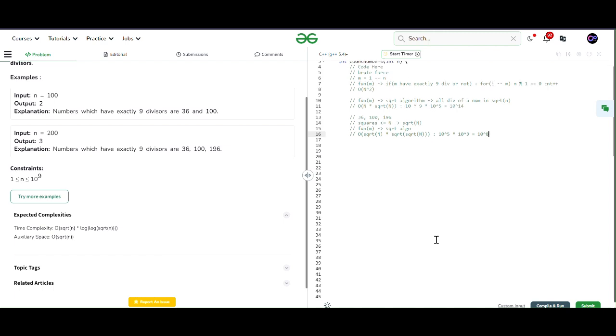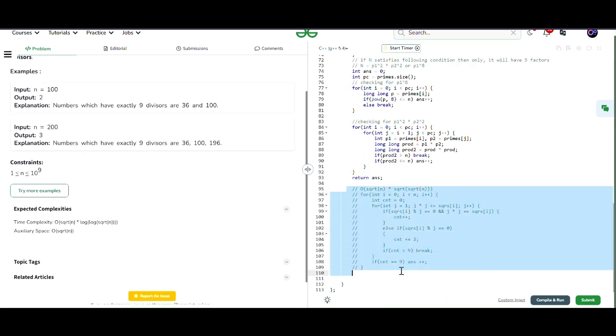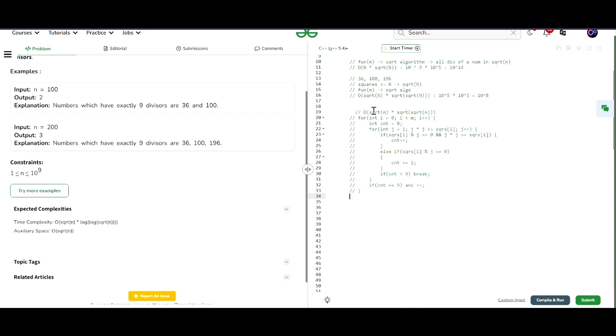And if I write the algorithm, this is the complete algorithm for this approach. It takes square root of n into square root of square root of n. I'm traversing over all the perfect squares, and I will use the square root algorithm to iterate only up to the square root of that number. I will keep checking and increasing the counters, and at the end I will have the number of divisors for that number. If it is equal to 9, then I will increment the answer.